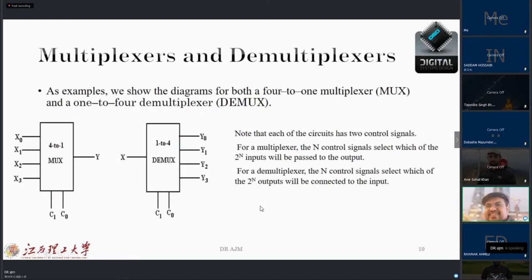We can have a figure like this, or as an example, we show the diagram for both the multiplexer, which we show with MUX, and the demultiplexer, which we show with DEMUX here. You will see the difference. The first difference is the number of inputs and outputs, and the control lines maybe are the same. Note that each of the circuits has n control signals: for a multiplexer, the n control signals select which of the 2 to the power of n inputs will be passed to the output. For a demultiplexer, the n control signals select which of the 2 to the power of n outputs will be connected to the input.